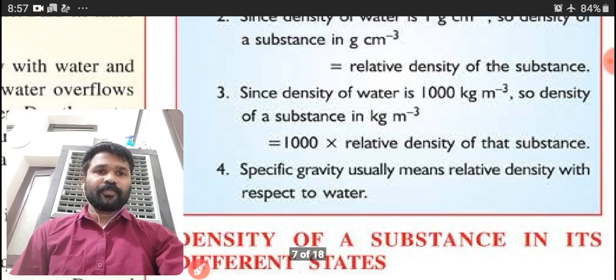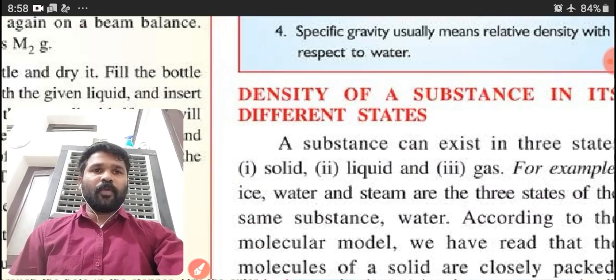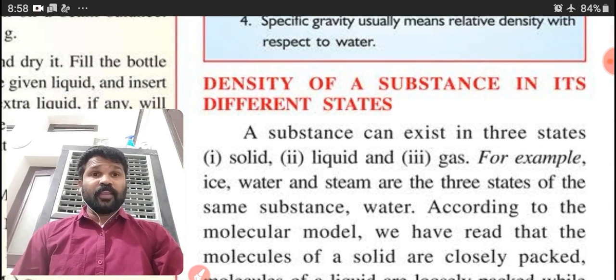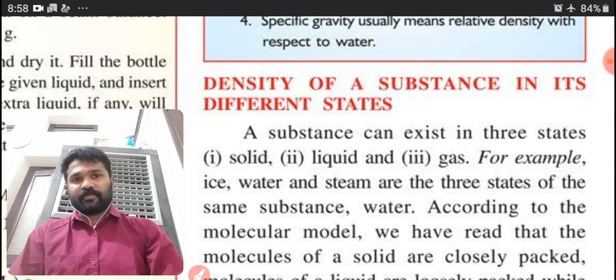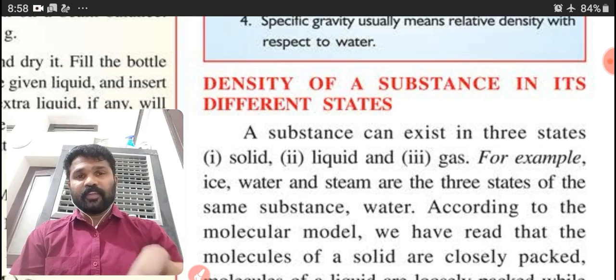Okay, students. Now we are going to discuss the point: relative density of a substance in its different states.